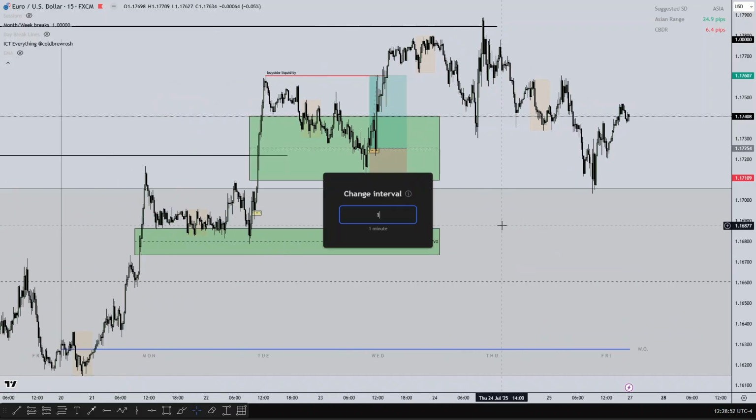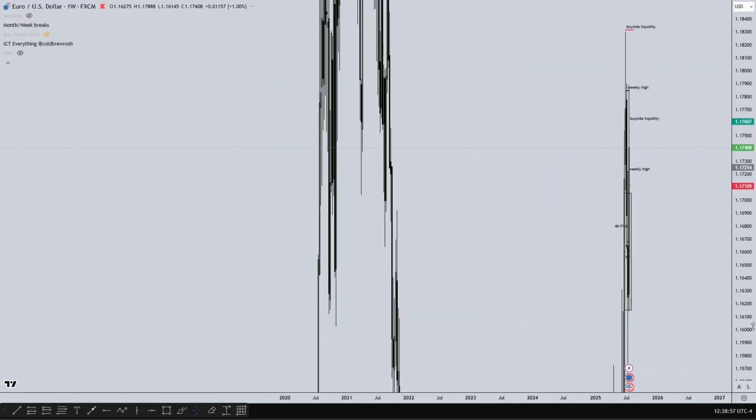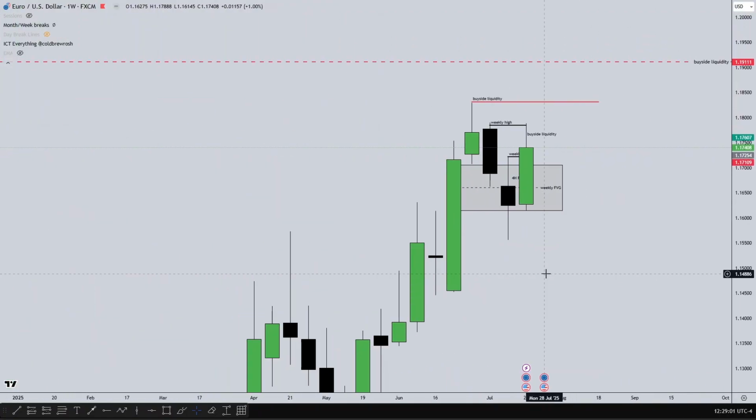So going into next week, back to the weekly time frame, I'm anticipating higher prices because currently on the Euro USD, price is in a bull run, and I'm anticipating next week, which is this week, to close higher to run on the previous week high.